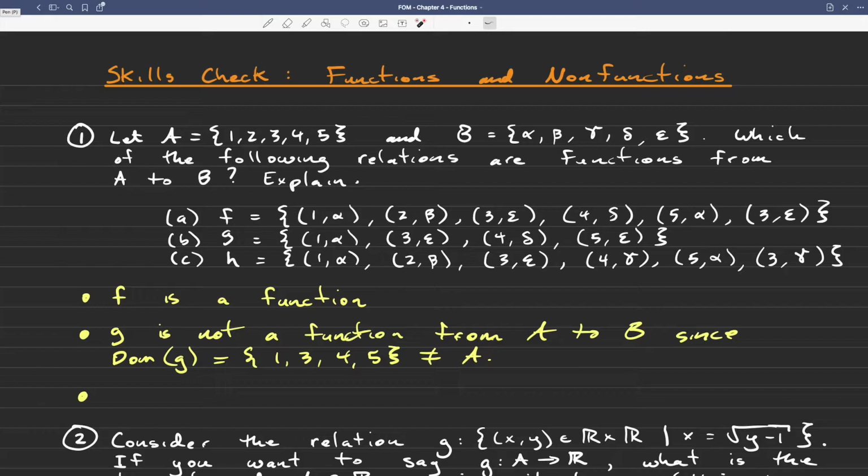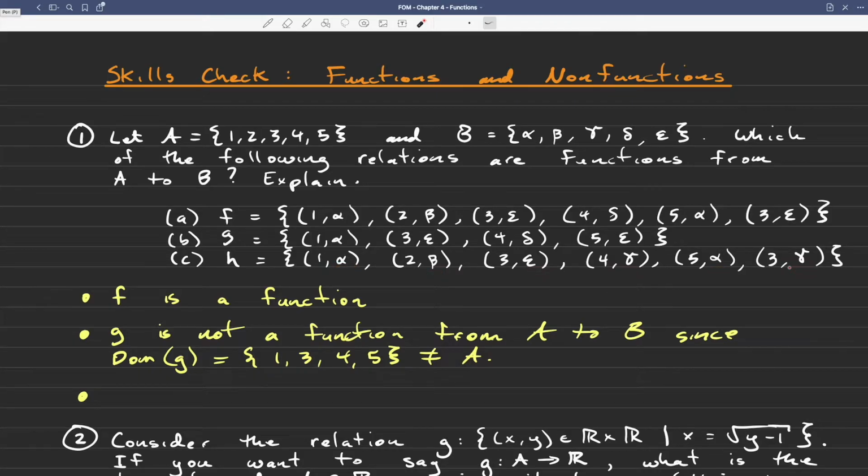Okay, now let's look at H. First we'll check the domain. We get 1, 2, 3, 4, 5, and then 3 again. But the domain is all of A, so that checks out. Let's check the range. Is the range contained in B? We just want to check that all of those second components are elements of B. So I got alpha, beta, epsilon, gamma, alpha, gamma. All of those are elements of B, so the range checks out.